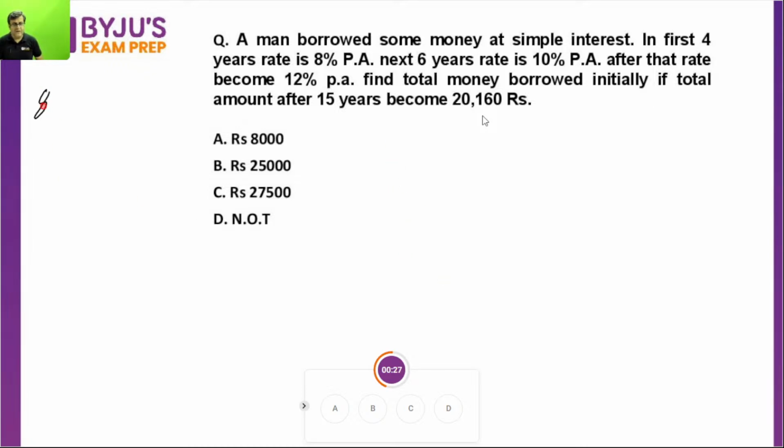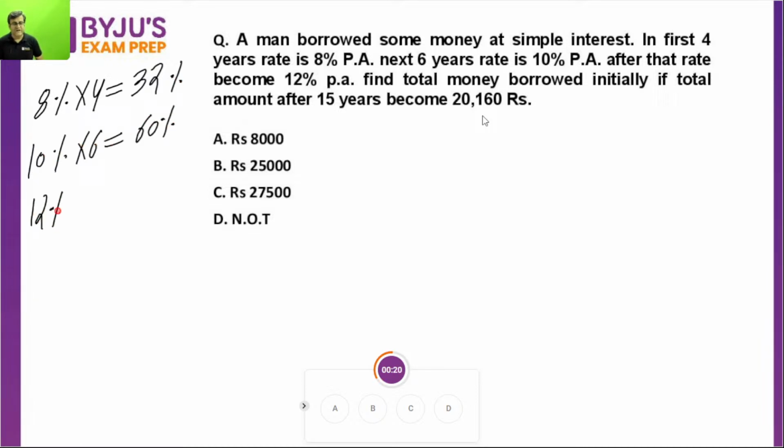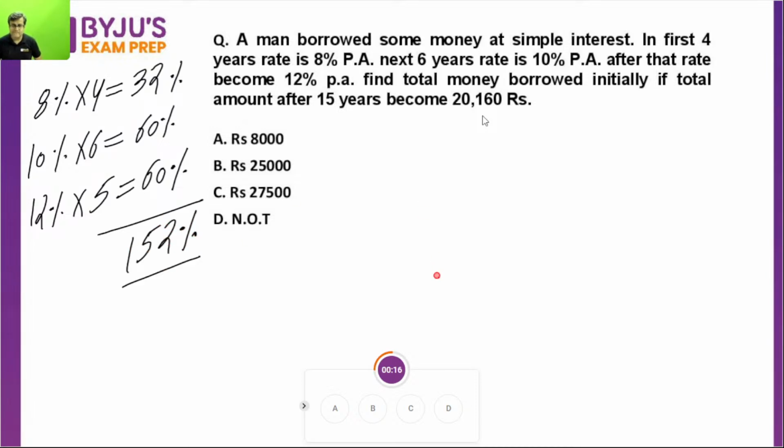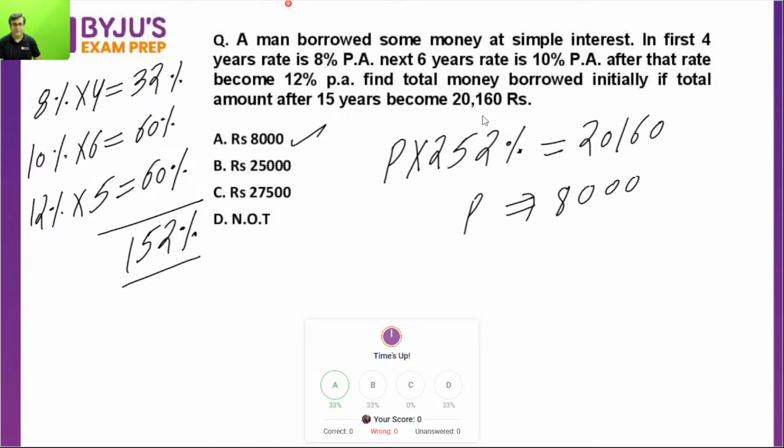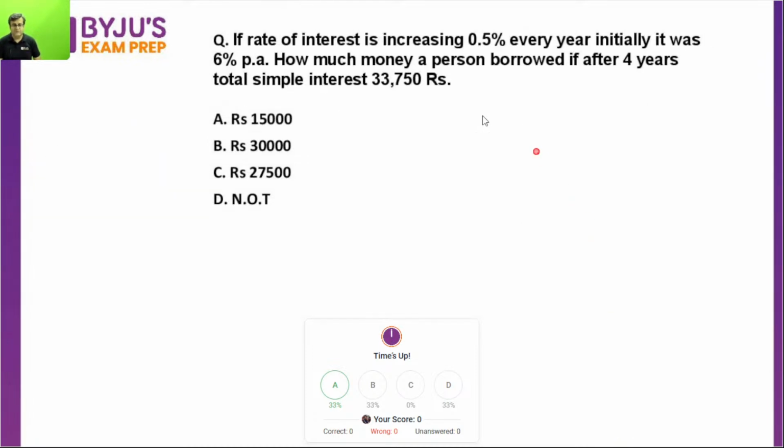The rate is 8%, time is 4 years: 32% interest. The rate is 10%, time is 6 years: total interest is 60%. The rate is 12%, time is 5 years: total is 60%. Overall this is 152%. So whatever the principal is, 152% will be equal to interest. But this is the amount after 15 years, so you will have to take principal as 252%, which is 20,160. So principal will be equal to 8,000 rupees. A option is absolutely right. Okay, madam. Now clear to everyone? Let's move.